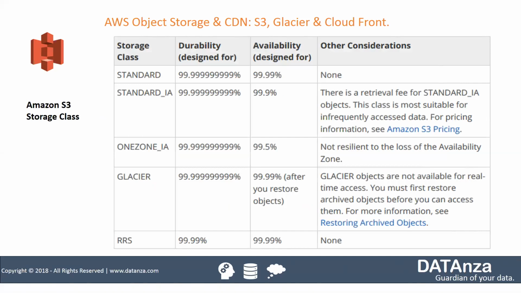Now for Glacier, the availability is designed for 99.99% after you restore objects. So it is not available on the fly like the other three classes. It is kept in Glacier. If you want to access your file, you can restore it, and once you restore it, it is available at 99.9%. So Glacier objects are not available for real-time access.